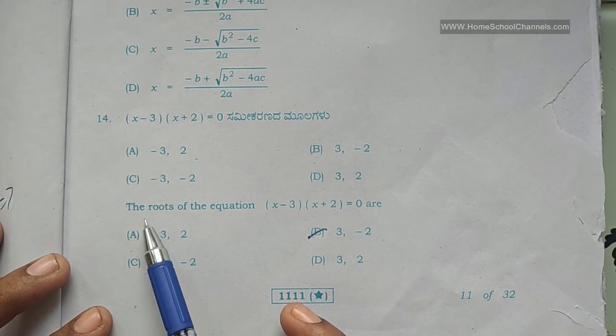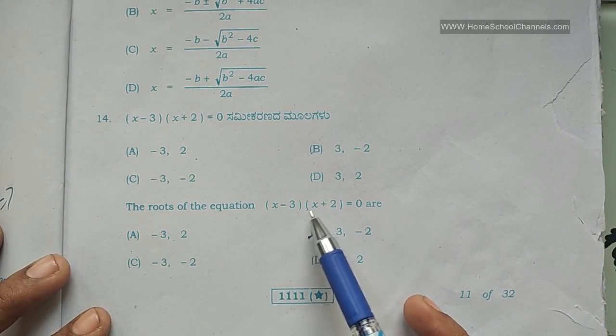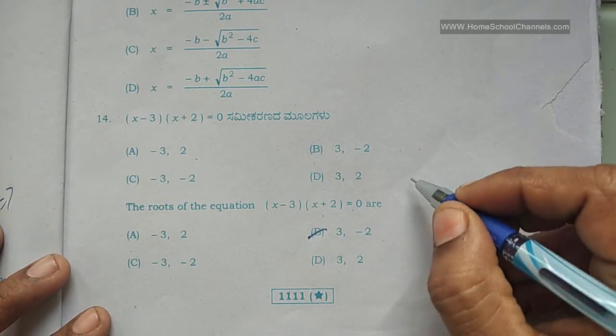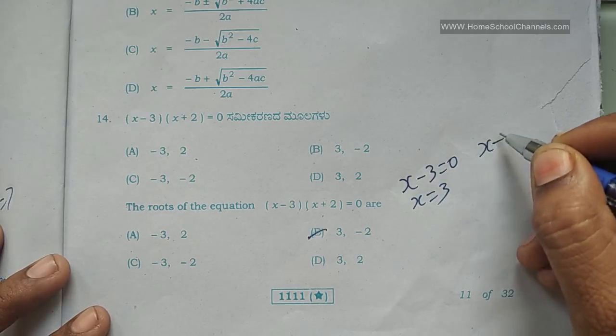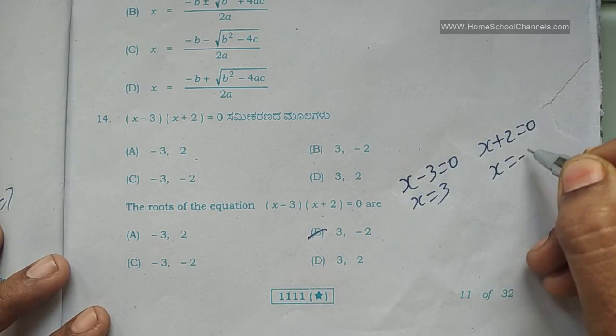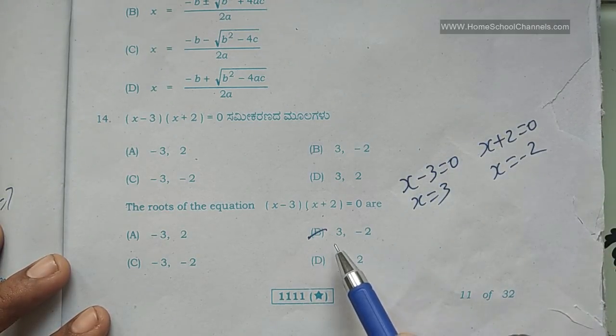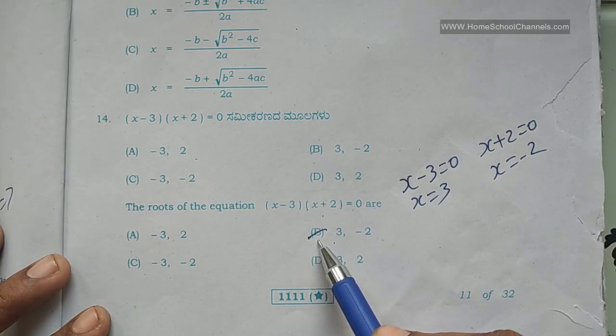14th one, the roots of the equation x minus 3 into x plus 2 equal to 0. Directly you can write x minus 3 equal to 0. That is x equal to 3, and x plus 2 equal to 0, x is equal to minus 2. Therefore, the roots are 3 and minus 2. Your option B is right answer.